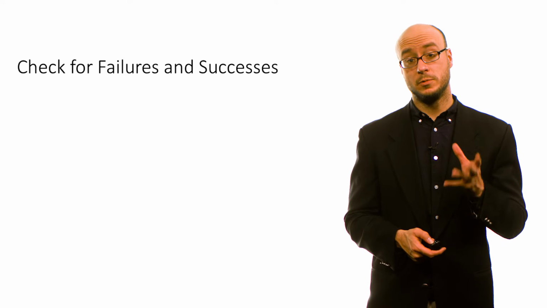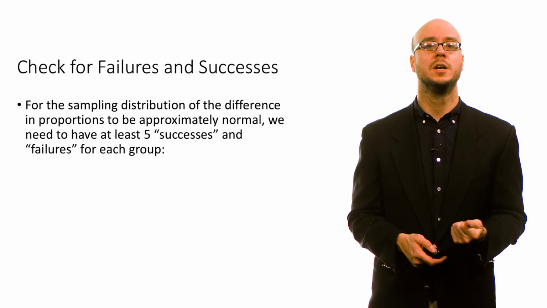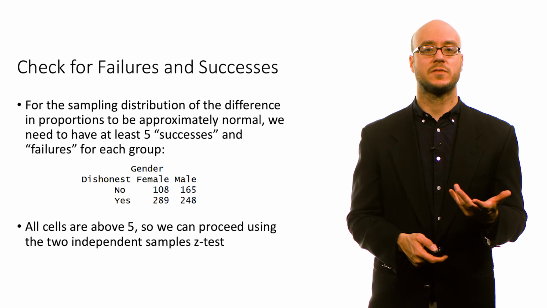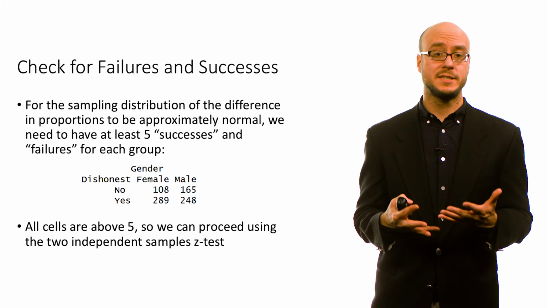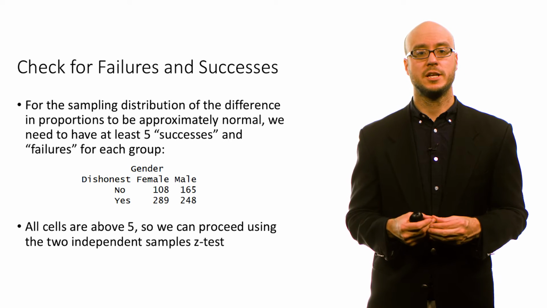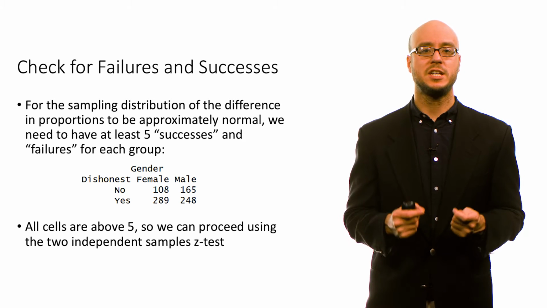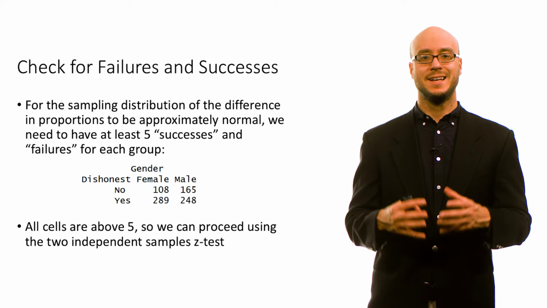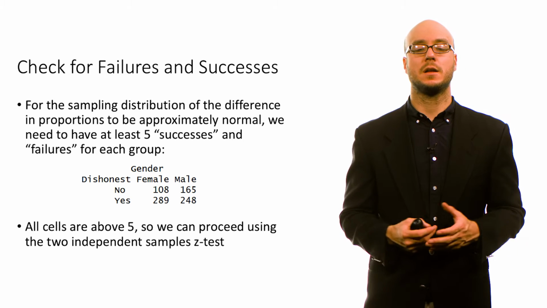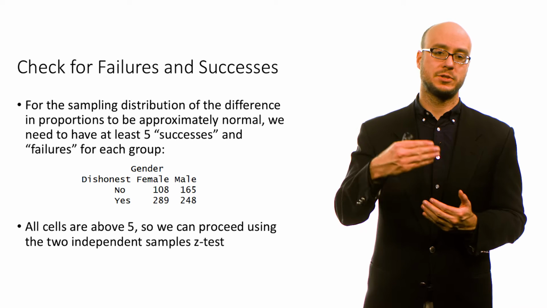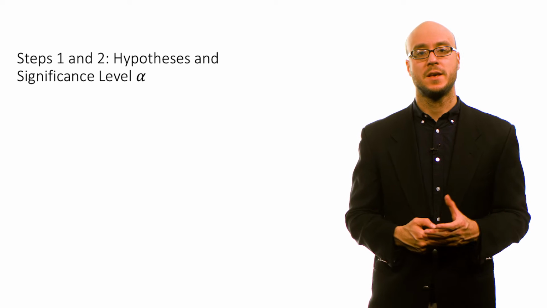As a preliminary step, we should check the successes and failures. For the sampling distribution of the difference in proportions to be approximately normal, we need to have at least 5 successes and failures for each group. As you know, this is an assumption, but we can assess this by looking at this cross-tabulation. So in terms of counts, we see that all cells are above 5, so we can proceed using the 2 independent samples z-test. Again, this checking of expected successes and failures is based on this sample of data, but it's an assumption about the population.